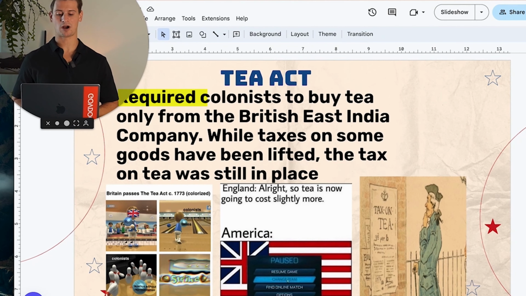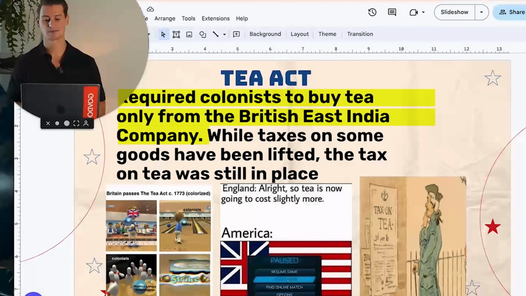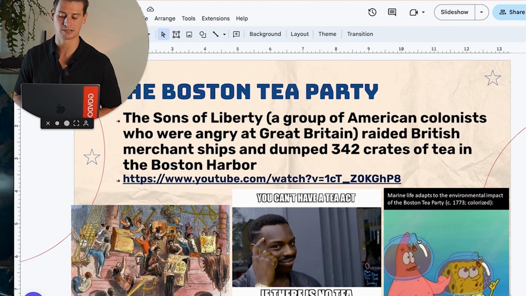The Tea Act required colonists to buy tea only from the British East India Company. Now, there were other companies that sold tea, but the British created a monopoly and only allowed the colonists to purchase tea from them. Again, being able to set prices and, again, trying to combat the smuggling in the area and stimulate their economy by making more money off of the colonists. This eventually leads us to the Boston Tea Party.